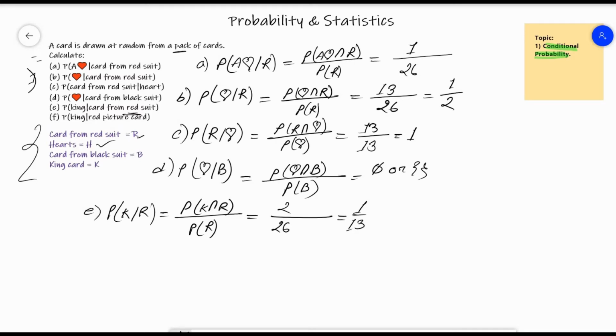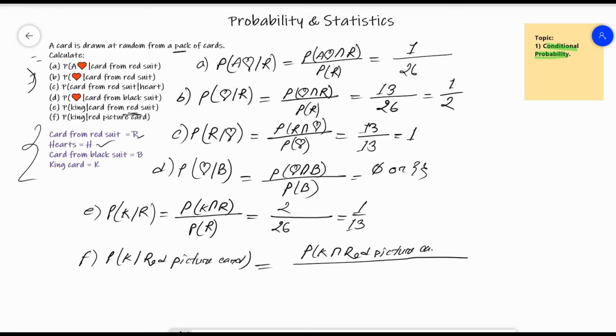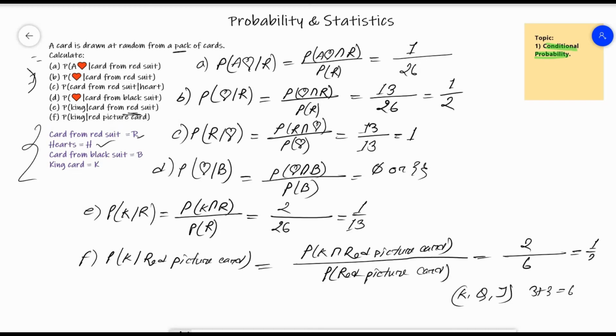Now let us move on to the last one, which is probability of king given red picture card. We don't have any symbol for that, so we'll write the full one, red picture card. So the formula for that will be probability of king intersection red picture card divided by probability of red picture card. So we have total red picture cards 6, as you know, king, queen and jack, 3 for hearts and 3 for diamonds. So out of those 6 red picture cards we can have at best 2 kings, one from heart and one from diamonds. So the result will be 1/3.